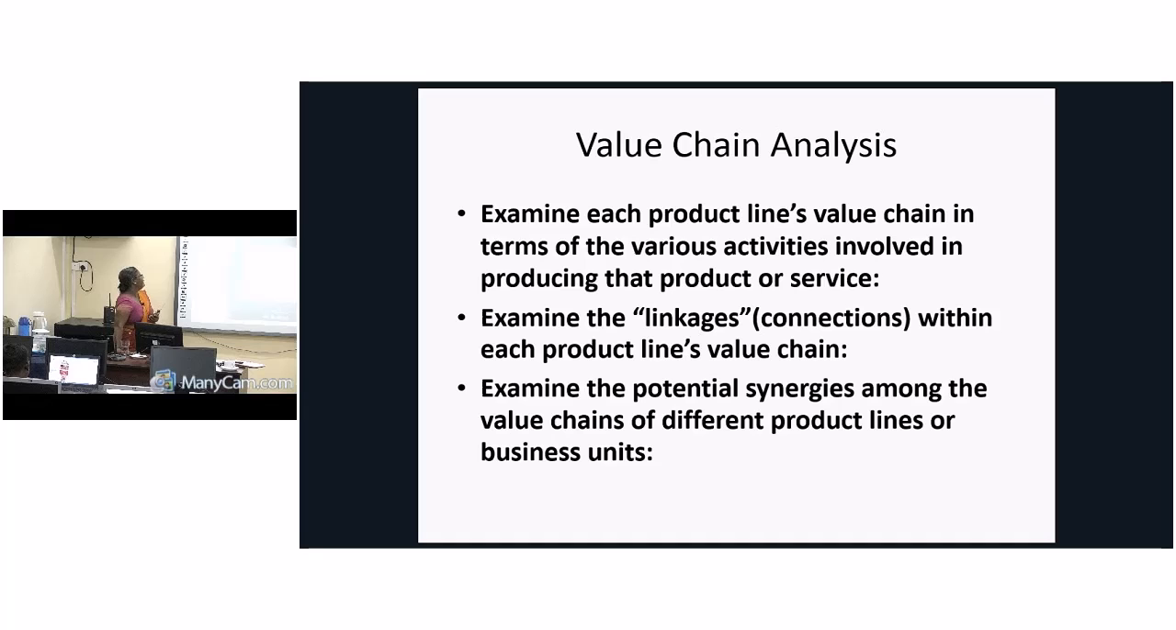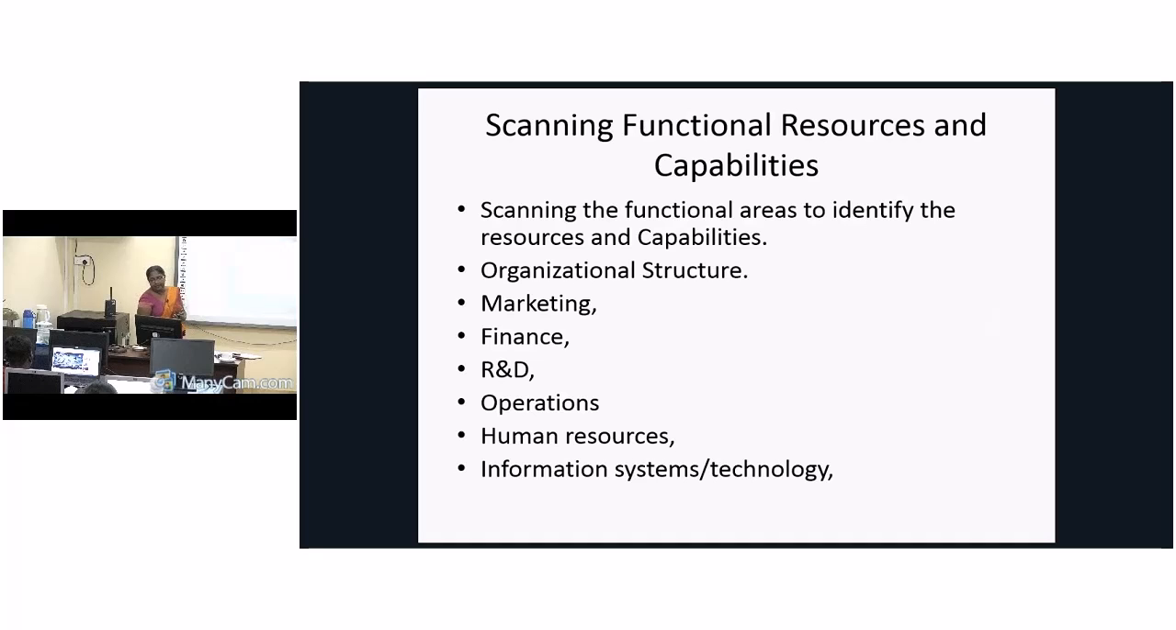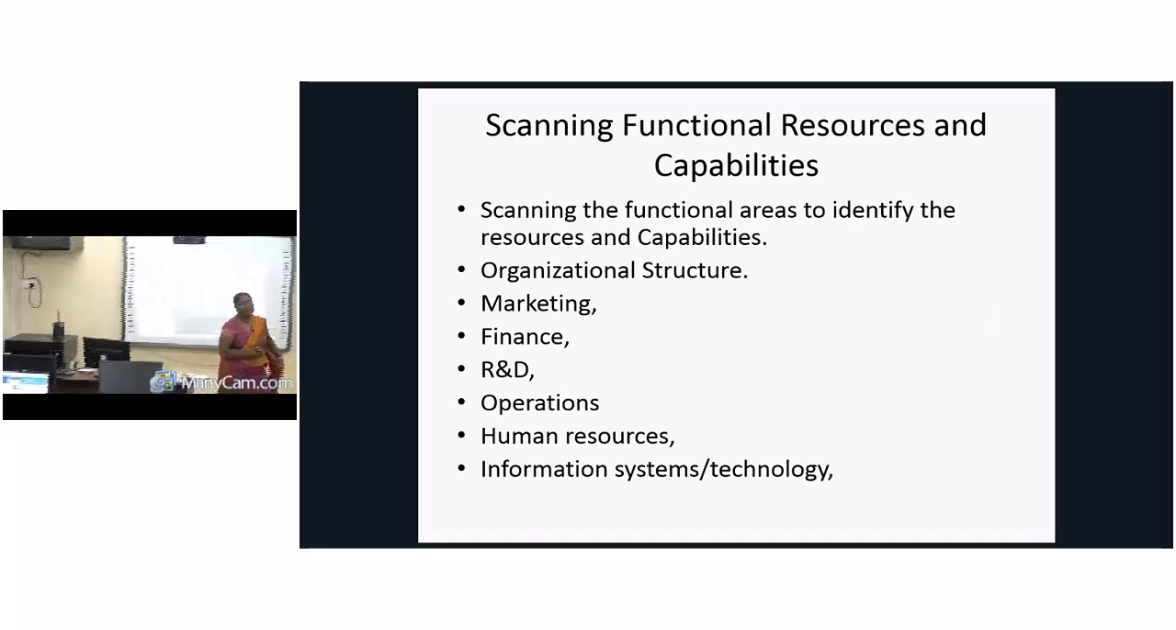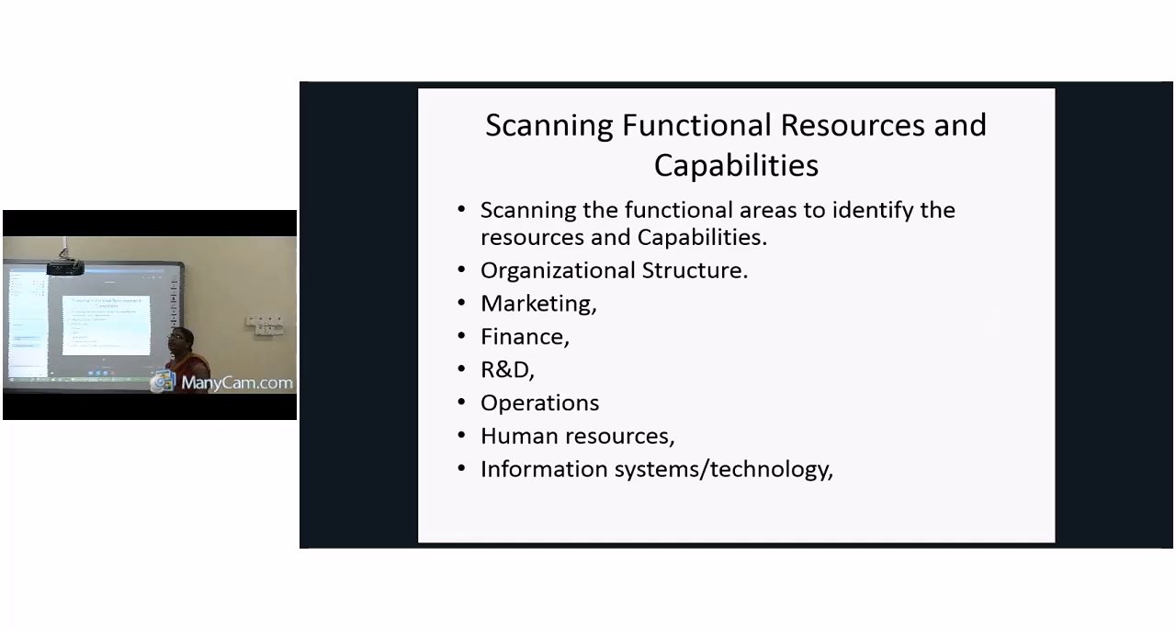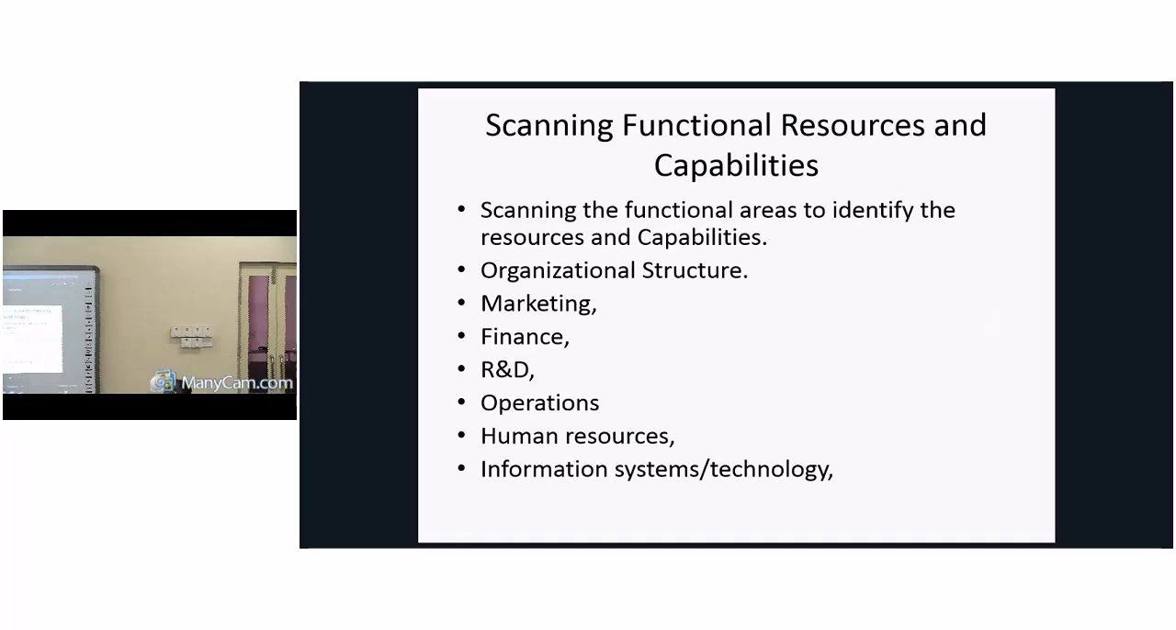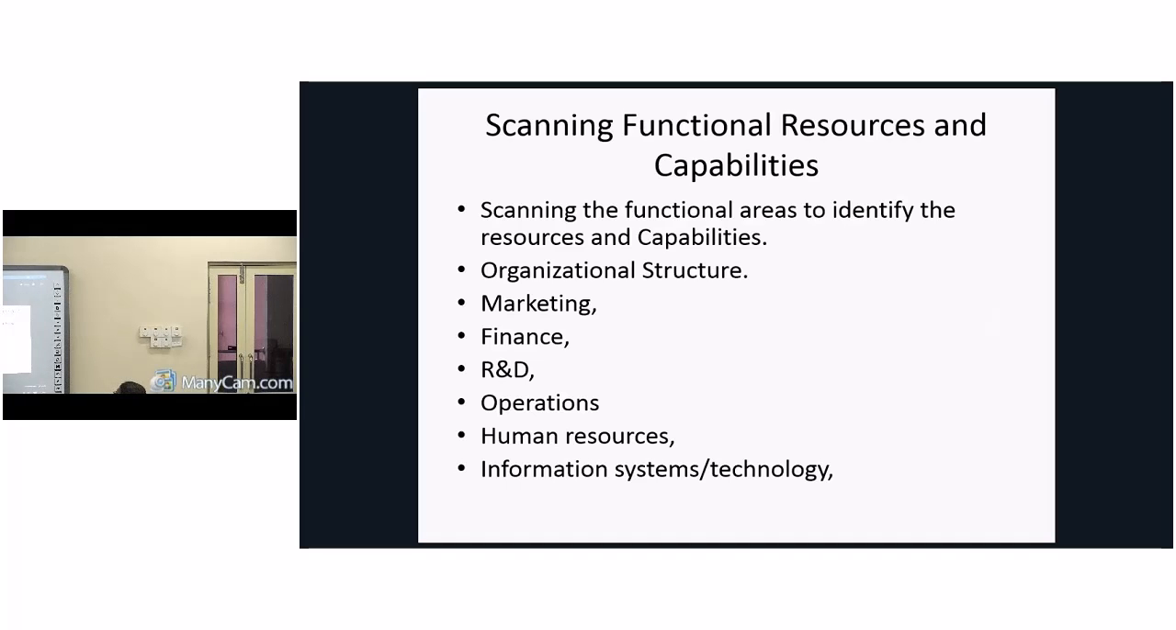Then examine potential synergies among the value chains of different product lines or business units. Then you can understand the profit of each value chain by combining them all together. So this is how you can analyze the internal factors using the value chain. Then, scanning functional resources and capabilities.